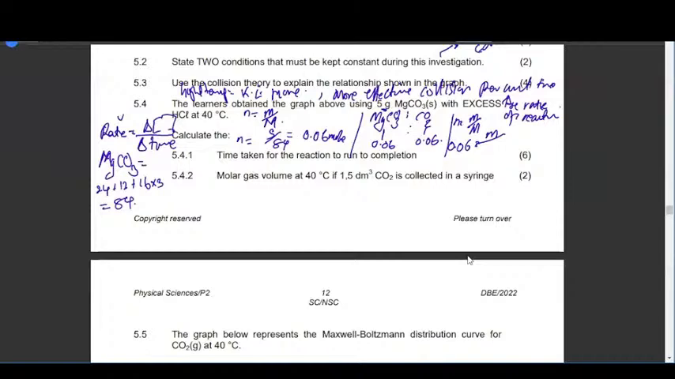And then the molar mass of carbon dioxide is 12 plus 16 times 2, which is 32 here. 32 plus 12, which is 44. Yes, 44? It's 32. 32 plus 12 is 44. Yes. So it's going to be 44.